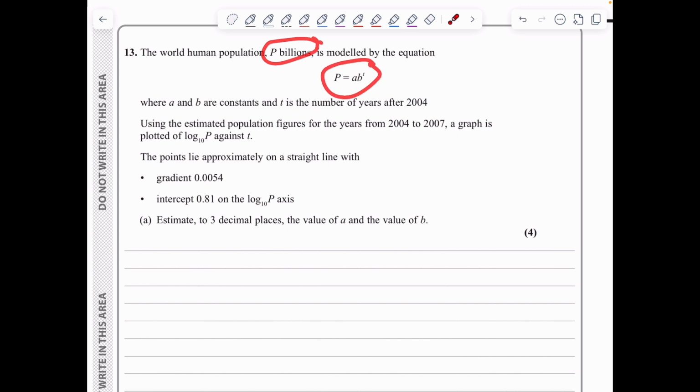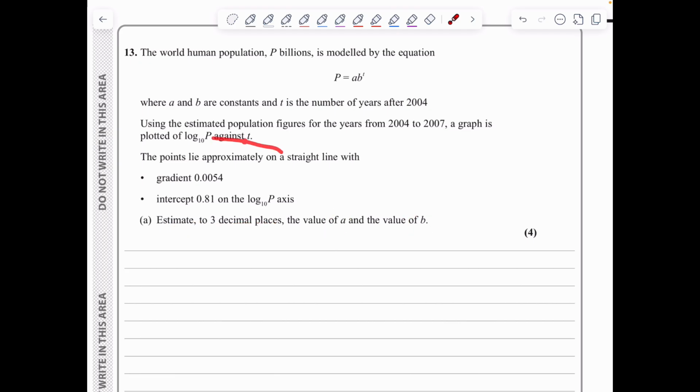Capital P is A, B to the T, where T is the number of years after 2004. Now using the estimated population figures for 2004 up to 2007, a graph of log P base 10 is plotted against the T, and the points lie approximately on a straight line with a gradient of 0.0054 and an intercept of 0.81 on the vertical axis. And we need to estimate to 3 decimal places the value of A and the value of B.